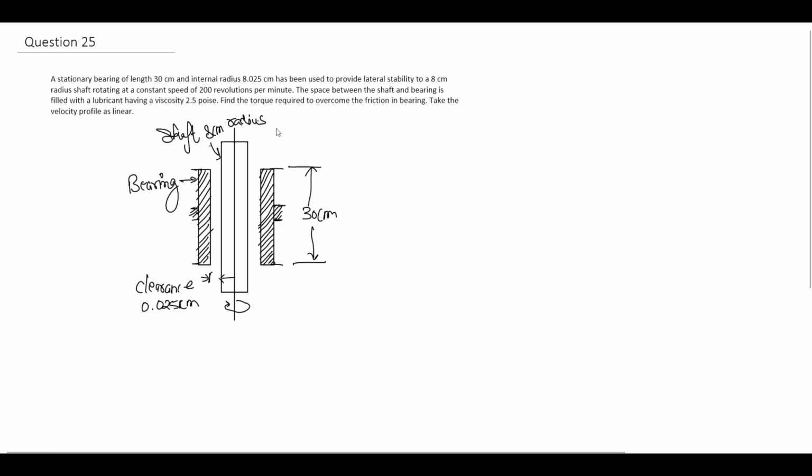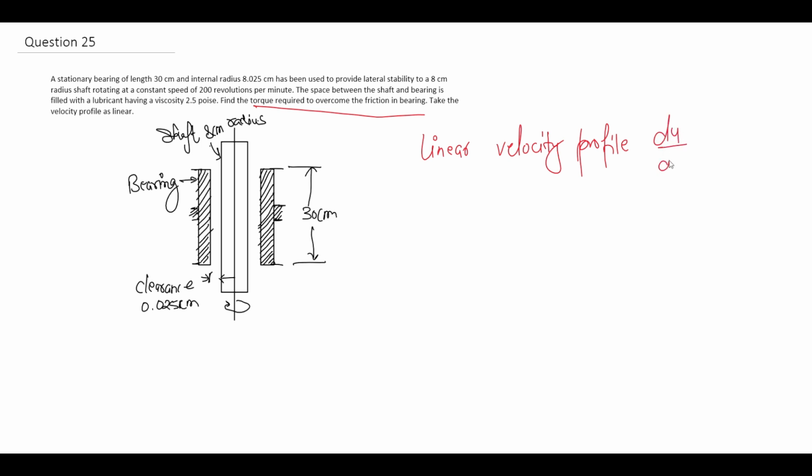In this video we are discussing the torque requirement to overcome the friction in a bearing. It is very easy. As you know, there is a formula for the linear velocity profile, so first we need to write this. For the linear velocity profile we have du/dy, which I can write as u/t.